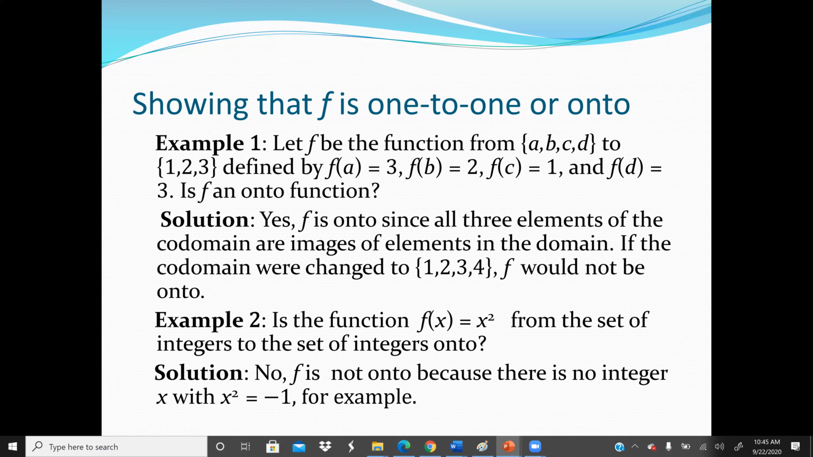The answer is no. Why? Because the set of integers includes negative values. But with the function f at s equal to s squared, even if s is negative, when we square it, it becomes positive. So this means it will not be one-to-one or onto, because onto means every element of the output must be generated by an input.